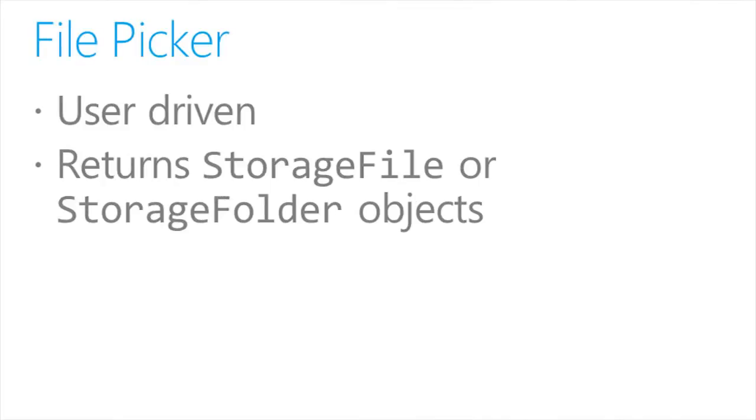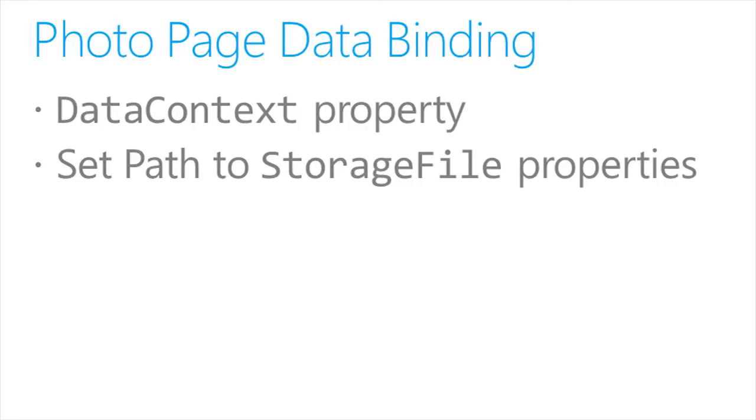Let's get started. The File Picker enables your app to access files and folders on the user's PC. When you call the File Picker dialog, the user can browse their system to select which files or folders your app can access. After the user picks files or folders, your app receives those picks as storage file and storage folder objects. In the next step, we're going to data bind our photo page to a storage file.